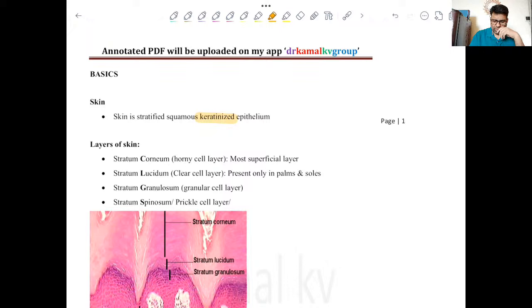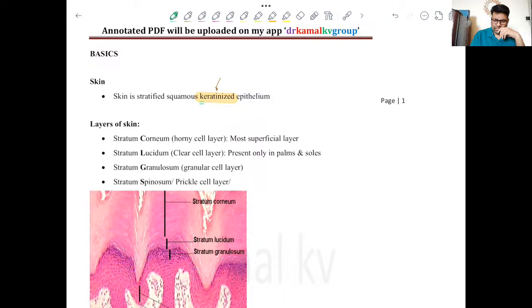So very important thing is keratinized, because the usual thing, like when we discuss epithelium of esophagus, oral cavity, or vagina, we used to say stratified squamous non-keratinized, right? So here you have to remember the word keratinized. Clear? So this is very important here. So stratified squamous keratinized, right? At other places it is non-keratinized, but here it is keratinized.